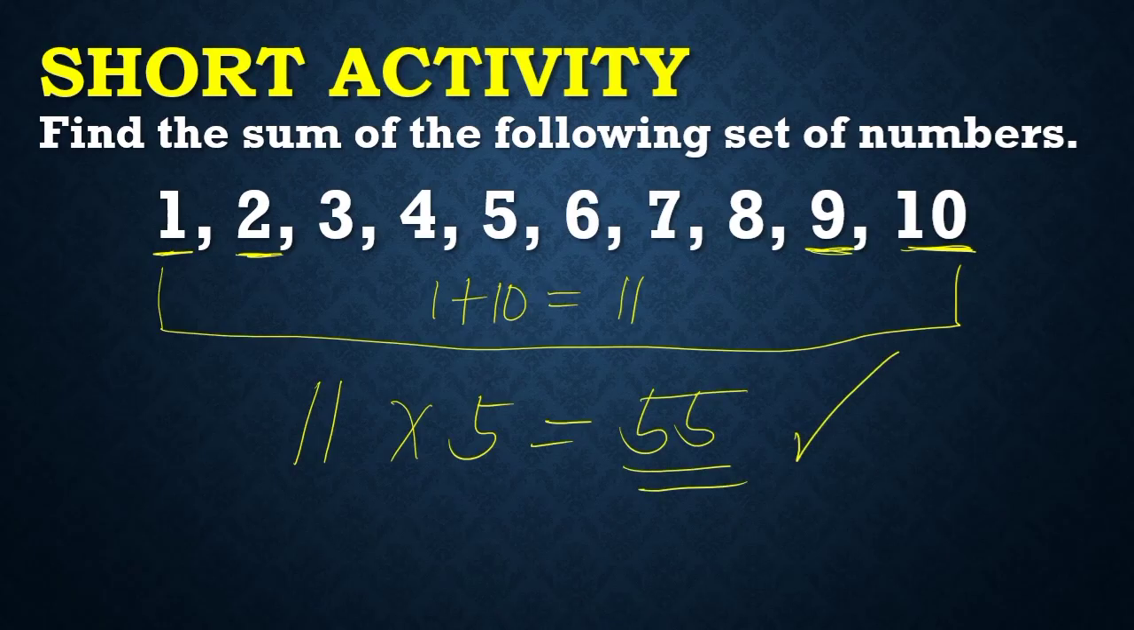Okay? Kung mapapansin nyo, 1 plus 10, 11. 2 plus 9, 11. Lahat niyan, pag pinagpares-pares mo, 11. Ilang pares ng 11 yon? 5. So, 55 ang sagot. Di ba? Hindi mo na kailangan pang mag-add ng 1 plus 2, plus 3, plus 4, plus 5. Yung pinakamadaling paraan doon is yung i-pair natin sila.